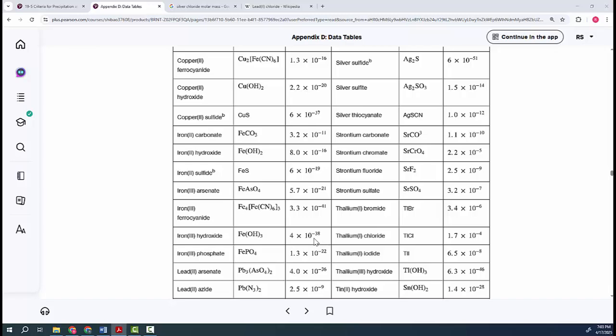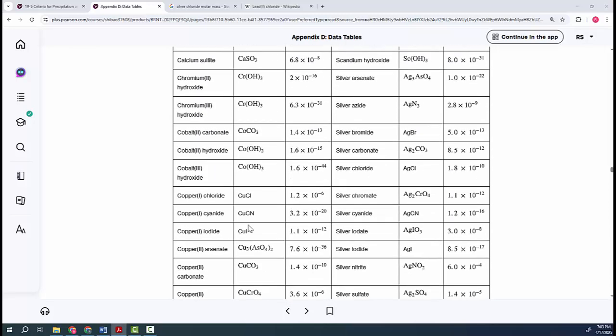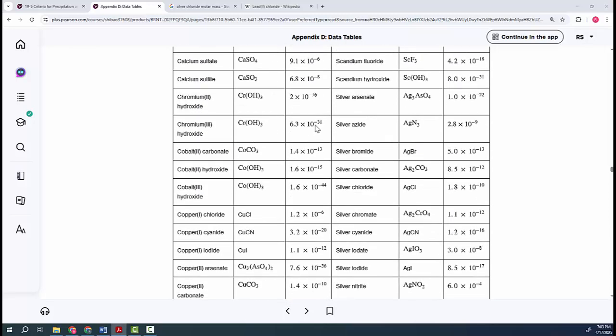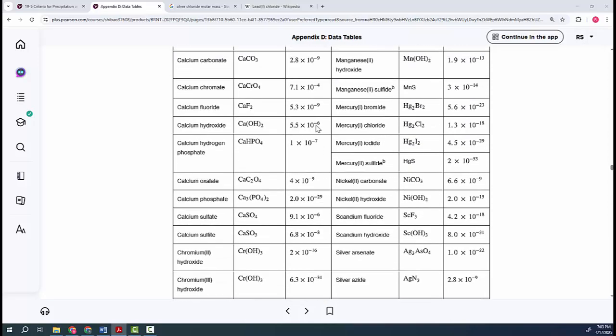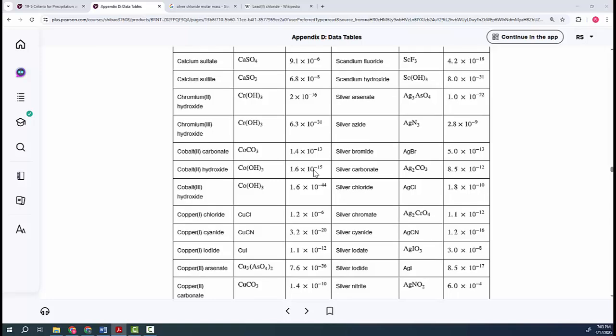And then chromium 3 hydroxide was 10 to the minus 31. So out of those 3, it's going to be the iron. Iron is going to be the least soluble, so that should precipitate first. However, we need to compare that with the 2 plus cations.